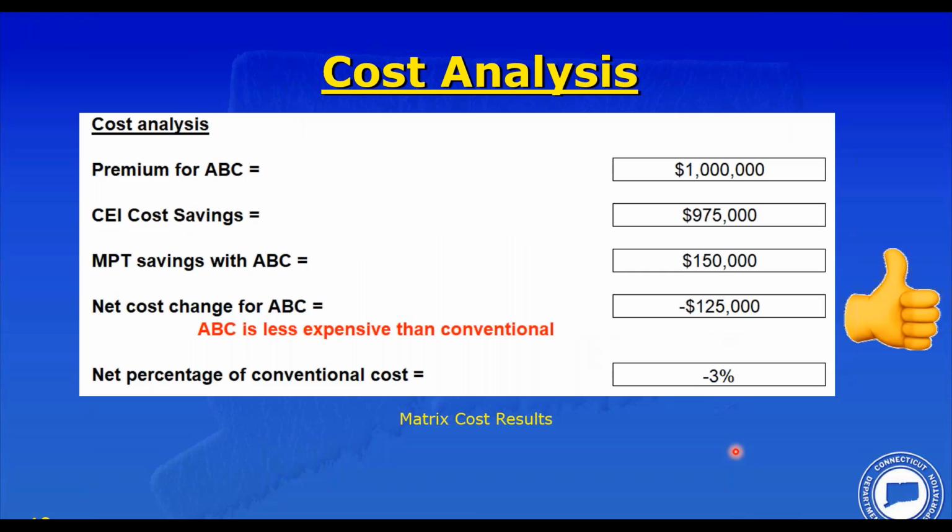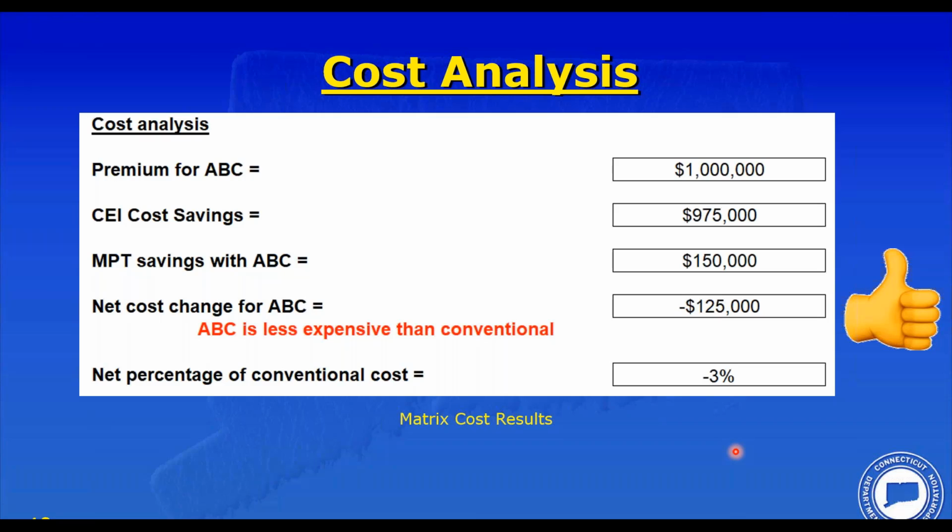So let's look at the cost analysis. So the premium for ABC, we're paying an extra $1 million for ABC on this project. That's based on that 20% of the $5 million cost. However, the construction engineering and inspection costs are $975,000 by knocking 15 months off the total project schedule.